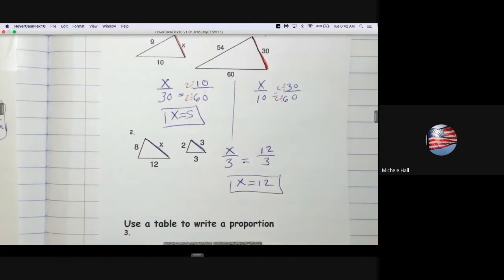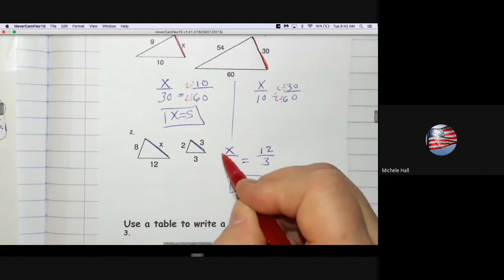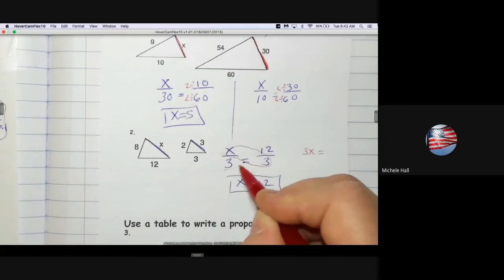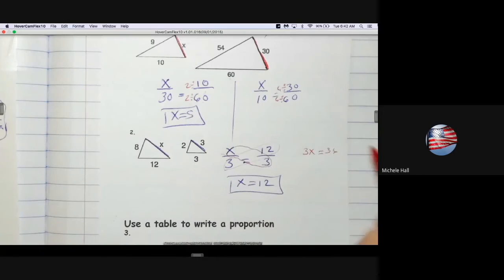If I'm confused by this, I could cross multiply. You get x times 3 is 3x equals 3 times 12 is 36. And when I divide by 3 and divide by 3, I get x equals 12.